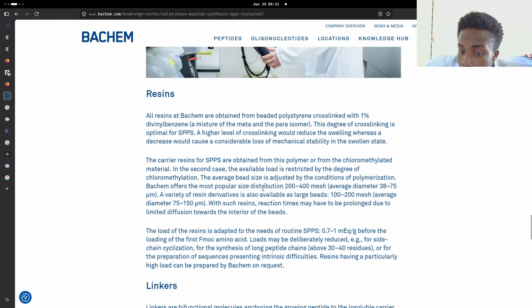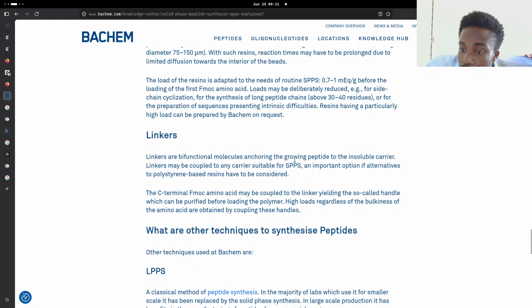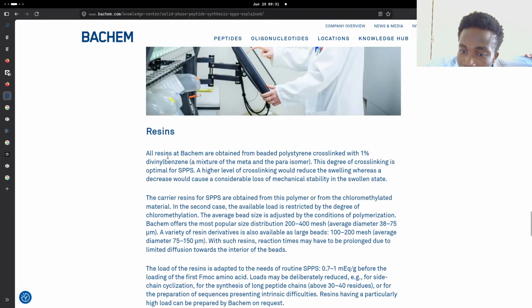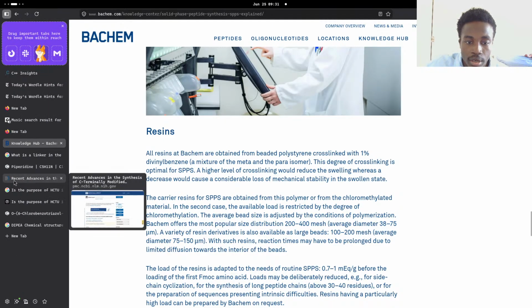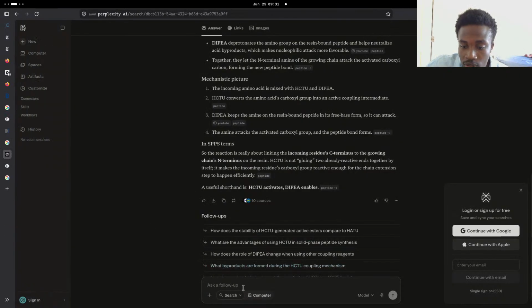Resins. Okay, linkers are bifunctional molecules anchoring the growing peptide. So what is the difference between the resin and the linker? I think this is going to be my last question. What is the difference between the resin and the linker in SPPS?